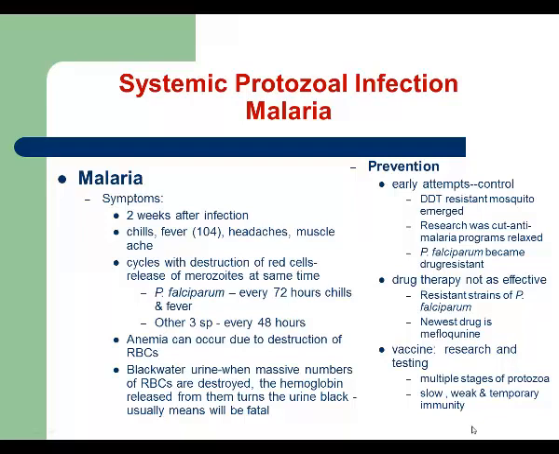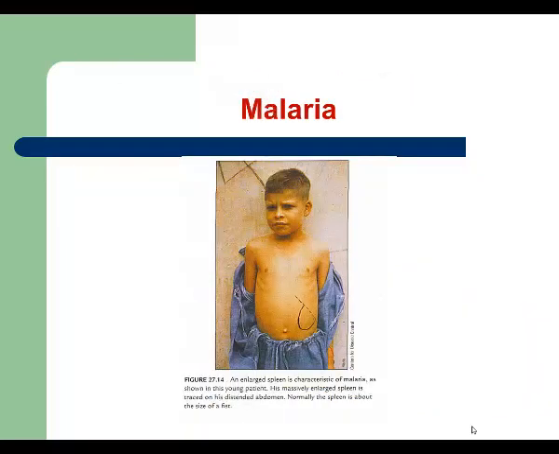For the treatment of malaria, we use anti-malarial drugs, for example, chloroquine. And the vaccine is not available today because Plasmodium malaria has a complex life cycle. On this slide, you see a picture of a child with malaria, and they show you that the child has an enlarged spleen.